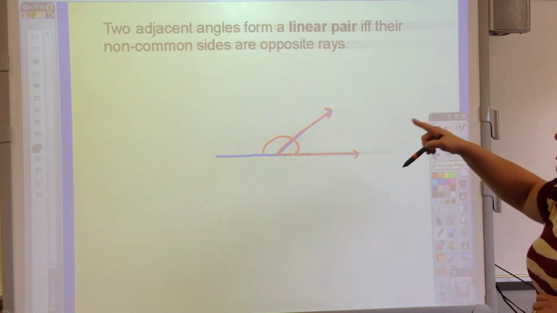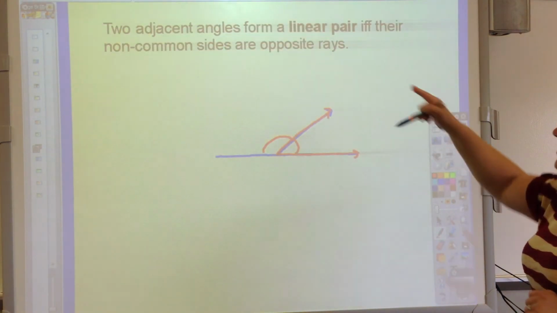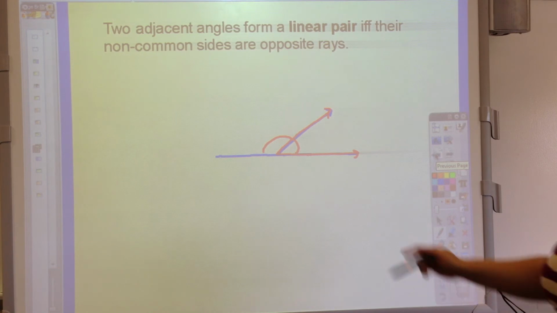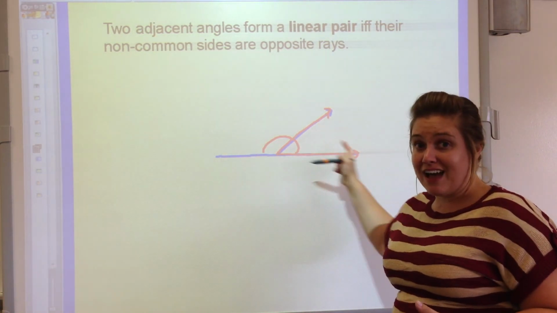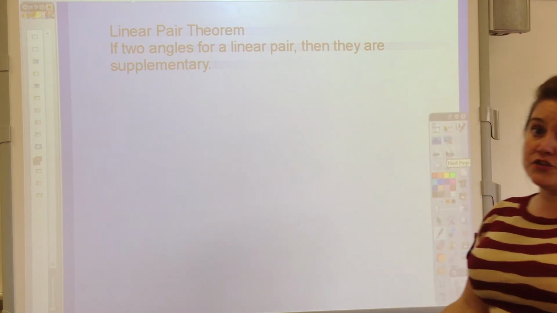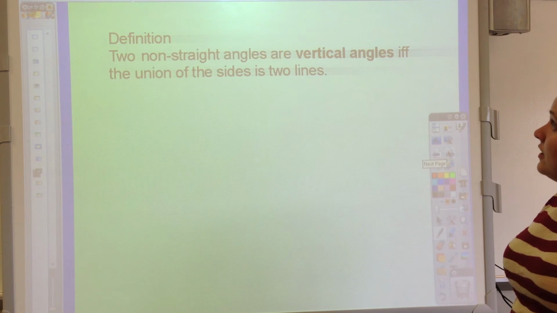Remember that your definition is different than the theorem that connects to it. The definition says that they form a linear pair if their non-common sides are opposite rays. The theorem is the one that tells you the sum of their angles is 180.